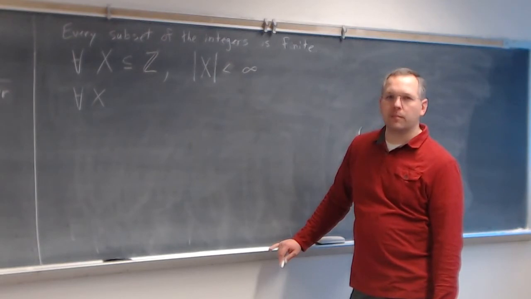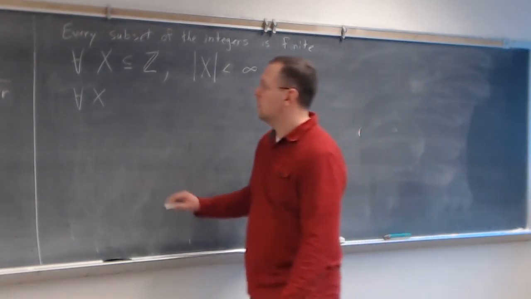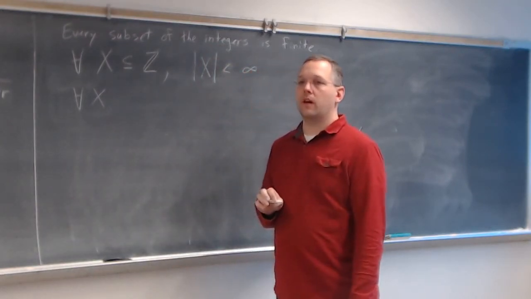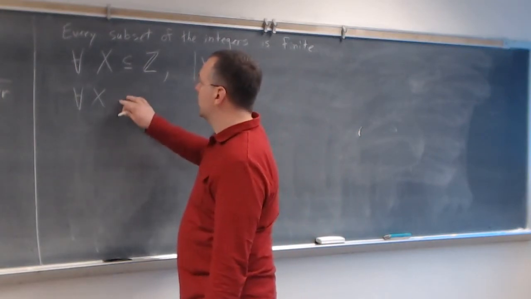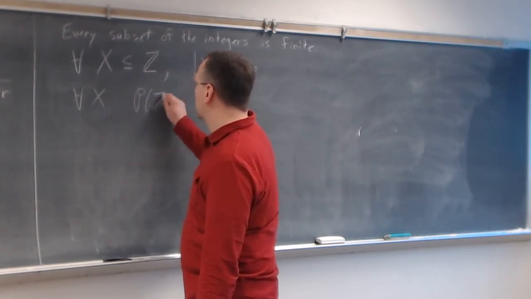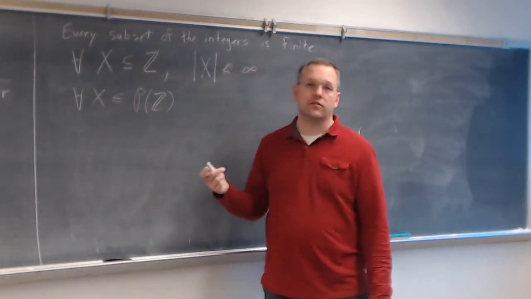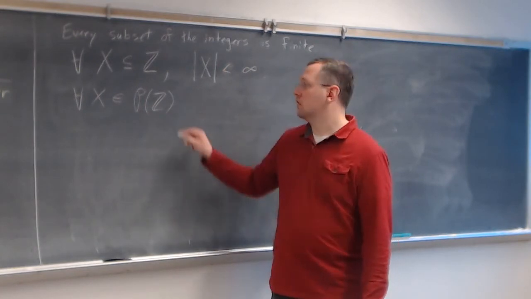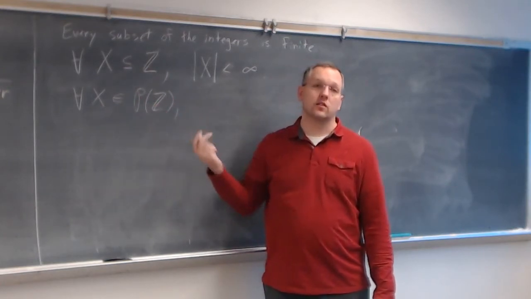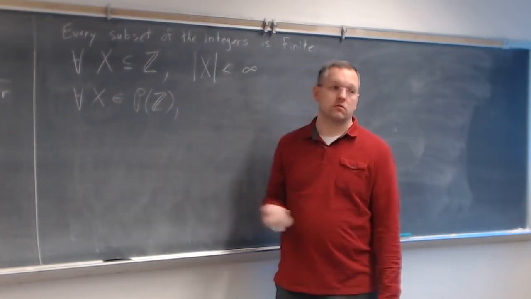Now I think I heard somebody say something about power set. How could I write that using the power set notation? I would replace the universal and the X, making a script P with the integers inside of it. So instead of saying X is a subset of the integers like this, X is an element of the power set. Saying that X is a subset of Z is the same as saying it's an element of the power set of the integers. The definition of a power set is a set containing all the subsets of Z.